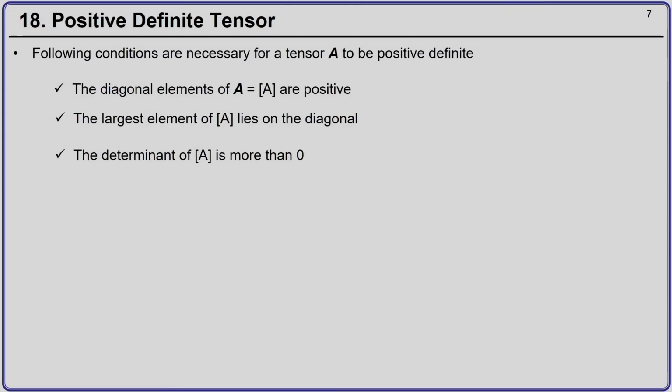Okay. So, what are the conditions under which a tensor can be positive definite? I have stated 3 conditions here. The first one is the diagonal elements of A, that is the matrix formed by the second order tensor A, are all positive, they all should be positive. The largest element of A should lie along the diagonal of the matrix, and the determinant of A should be more than 0. Okay. If these properties are satisfied, then the tensor will be positive definite.